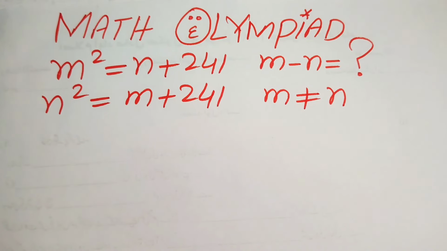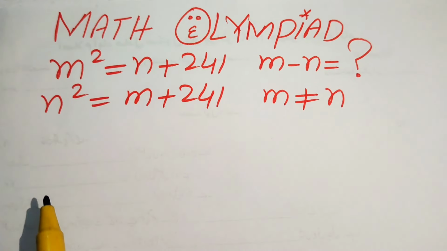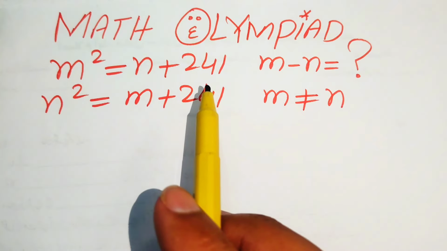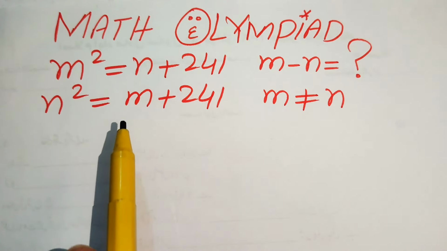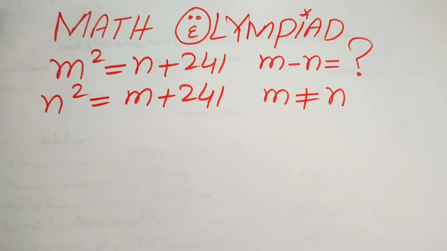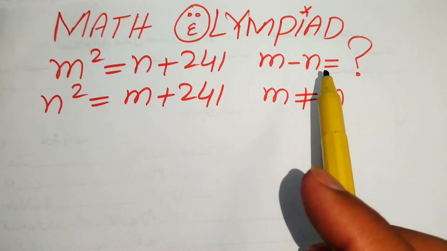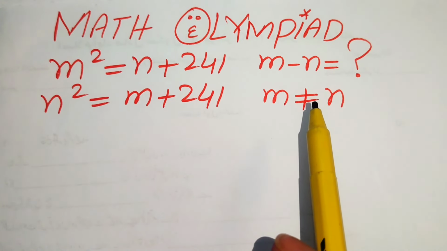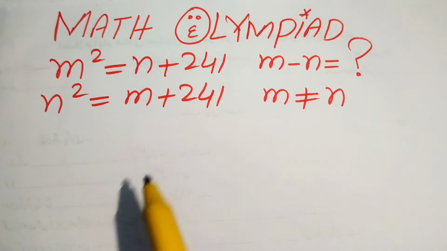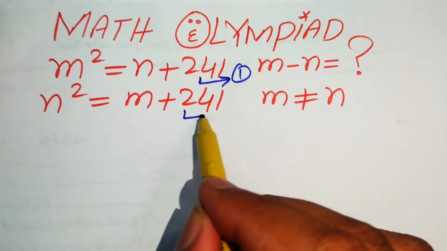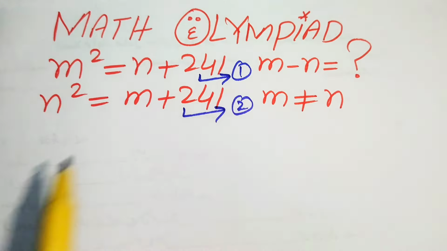Hello everyone, welcome to solve this math Olympiad algebra problem. Here we have m square equals n plus 241 and n square equals m plus 241. We solve this problem for the value of m minus n, but remember one thing: m is not equal to n. First we call these equation number 1 and equation number 2.